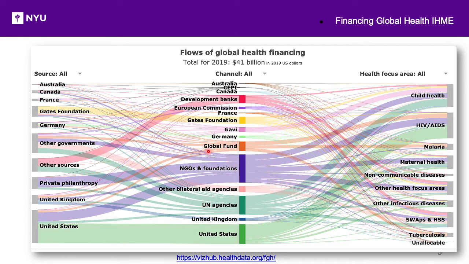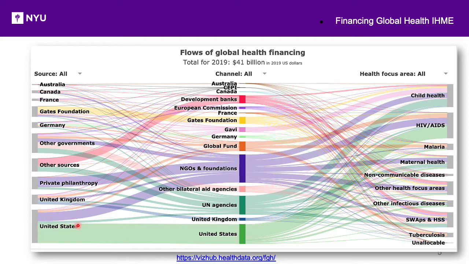Global Fund, NGO foundations, and then it looks at specific health funding priorities. So child health, HIV, AIDS, malaria. And you can see this is a specific, very complex picture. So it takes the McCoy picture and makes it more complex.